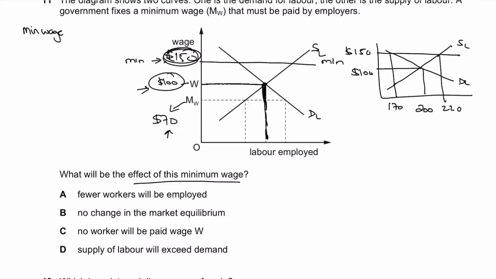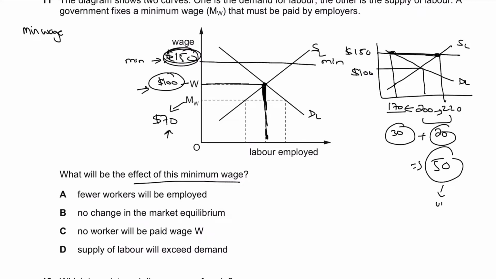So again, this represents workers who are without jobs, because now you have 20 more workers in that occupation, while firms are willing to employ 30 fewer workers. So it makes a total of 50 workers who are without jobs. So these are your unemployed workers. So on one hand, yes, it does create unemployment as well. So in that sense, it reduces welfare.